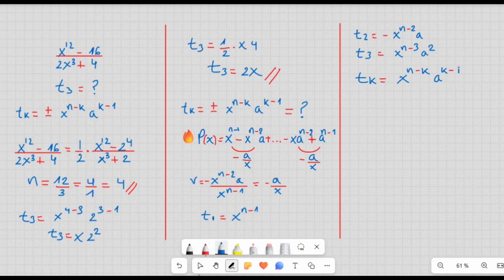Generalizing this sequence, we deduce the formula for term k, where the sign depends directly on its position. Finally, we verify that for odd positions like 1, 3, and 5, the sign is positive, and for even positions, it is negative.